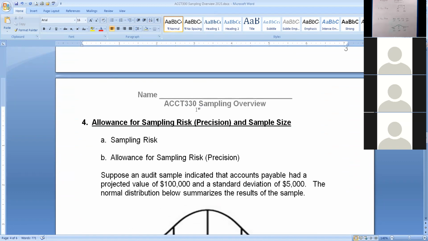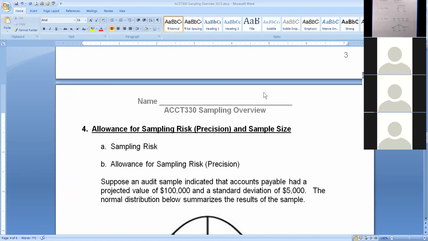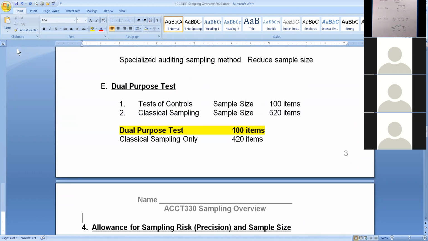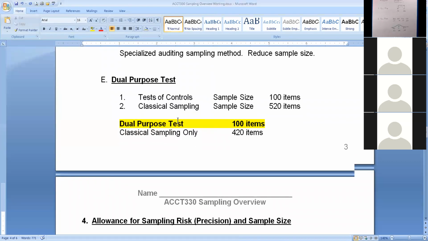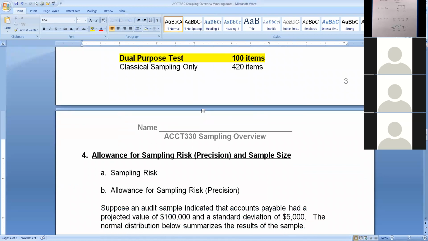So one of the things about sampling is to kind of break it up. So we'll stop on this page. Save this as working. All right, and so next class we'll pick up on page 4, problem 4.